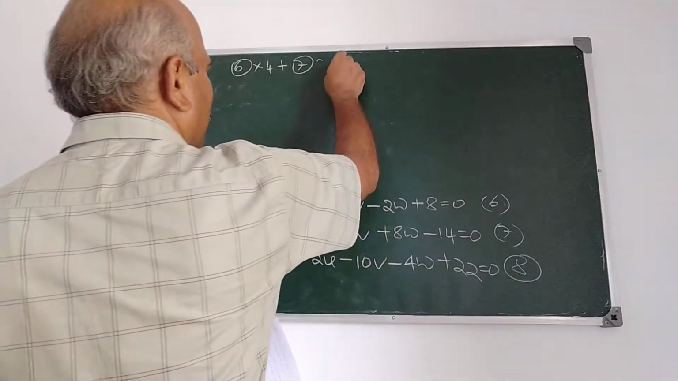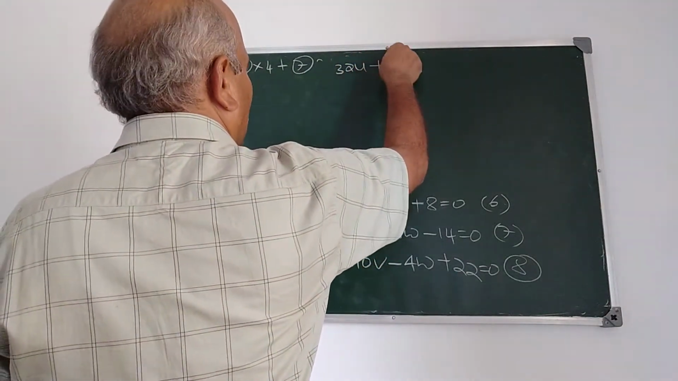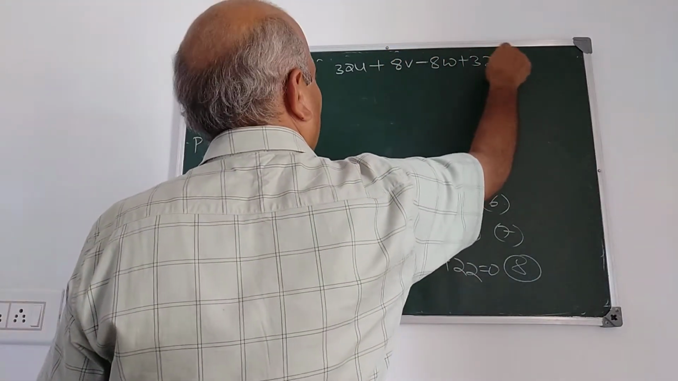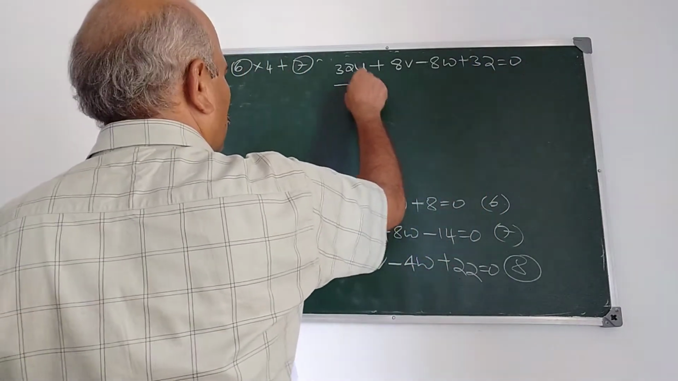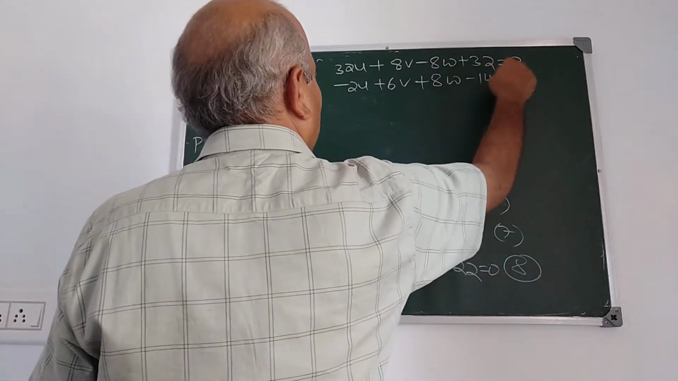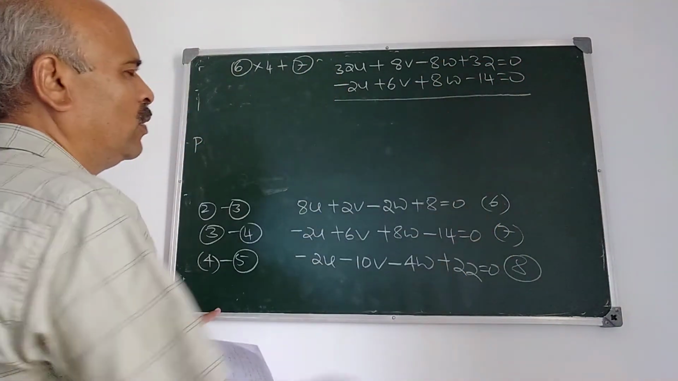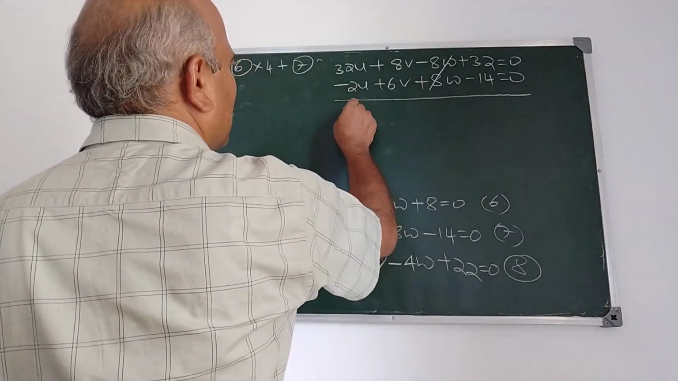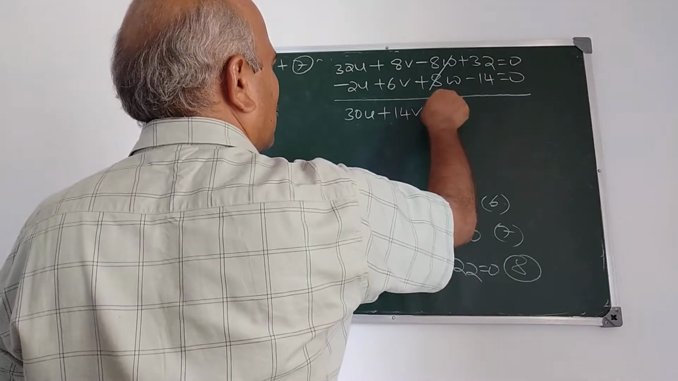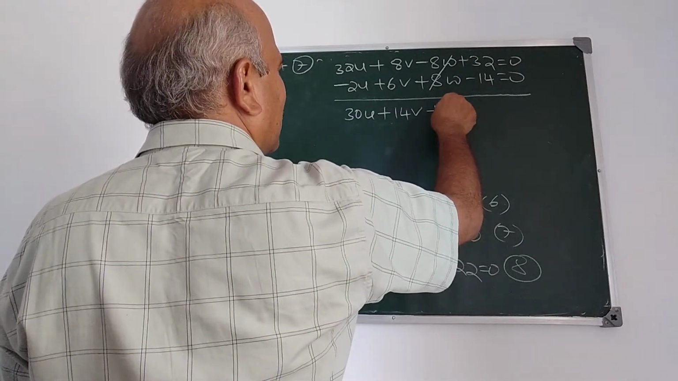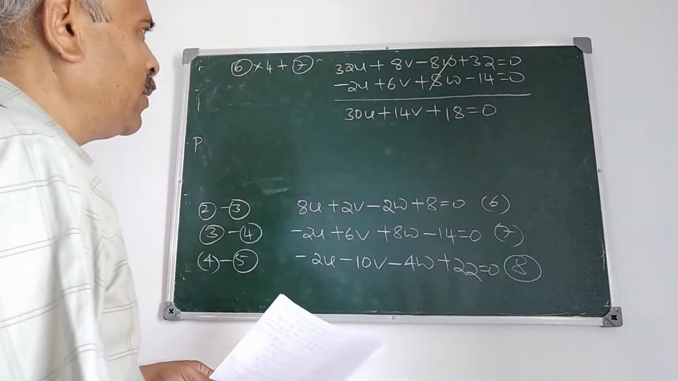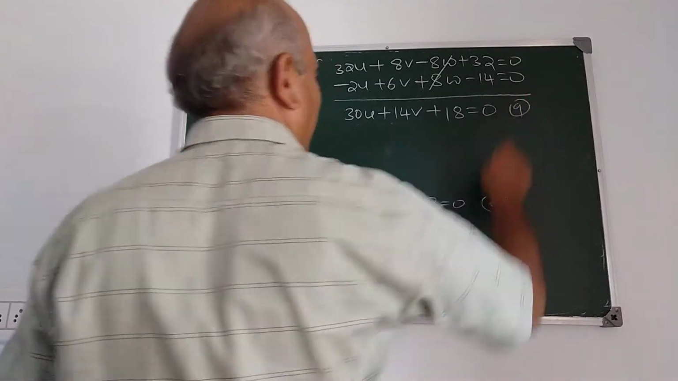What is 6 into 4? 32u plus 8v minus 8w plus 32 is 0, and minus 2u plus 6v plus 8w minus 14 is 0. Eliminate w now. Adding cancels. 30u plus 14v plus 18 is equal to 0. 30u plus 14v plus 18 is 0. I take this as 9.